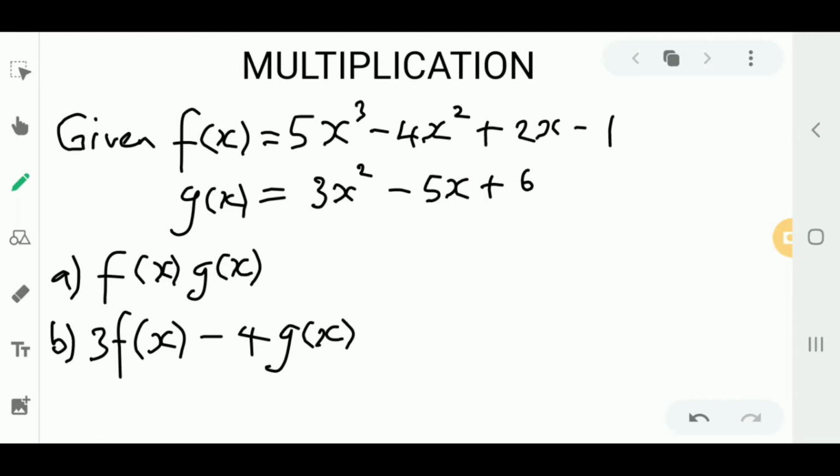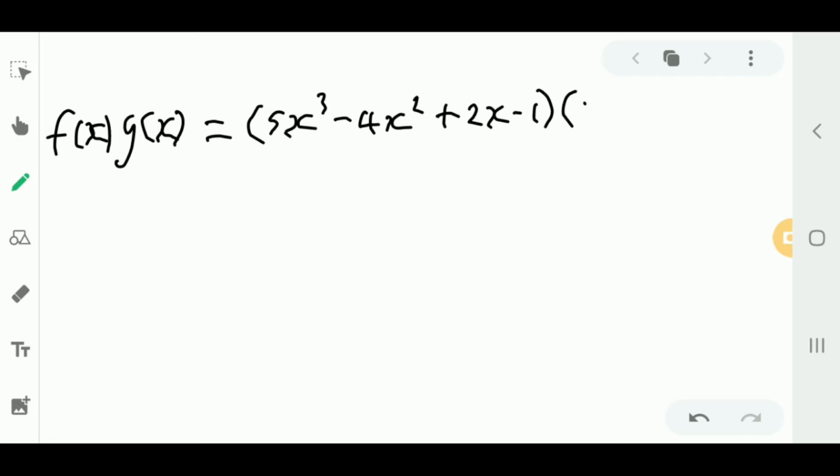So if we're given f of x is equal to 5x cubed minus 4x squared plus 2x minus 1, and g of x is equal to 3x squared minus 5x plus 6, and we're told for part A to find f of x times g of x, and for part B to find 3 times f of x minus 4 times g of x. So first we're going to find f of x, g of x. So first we have to put what f of x is, and then we have to multiply it by what g of x is.